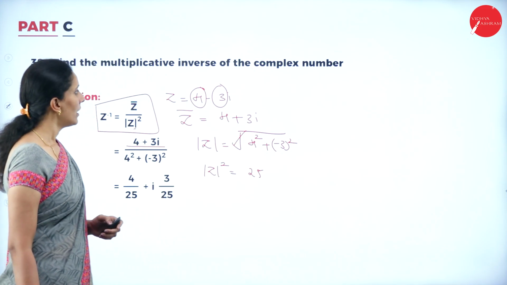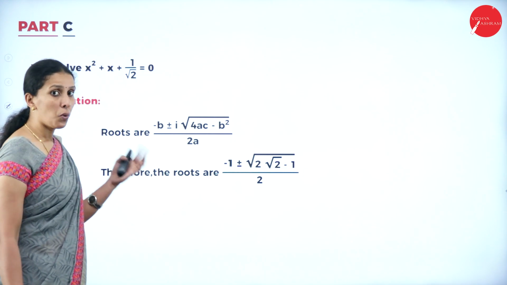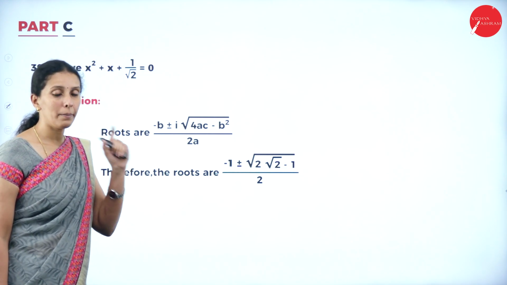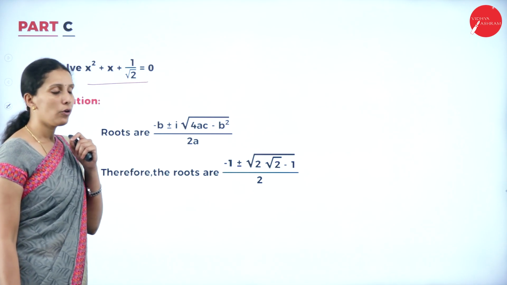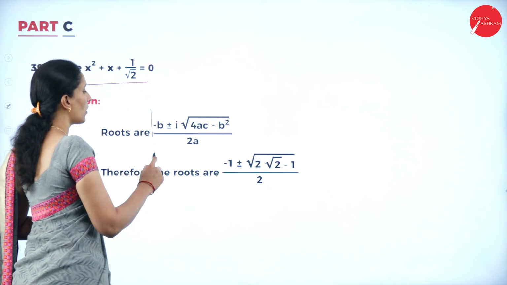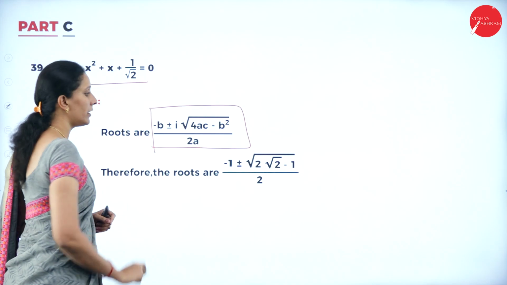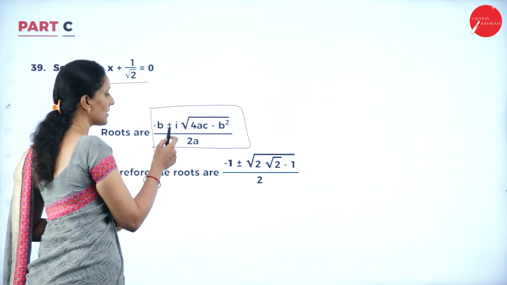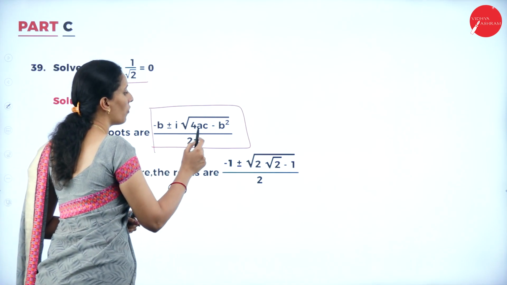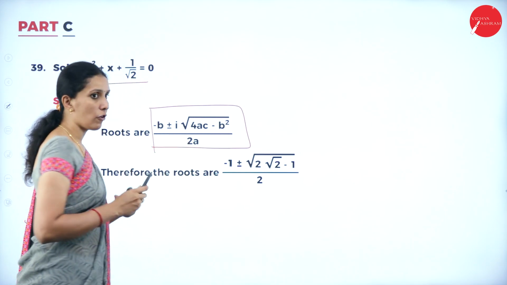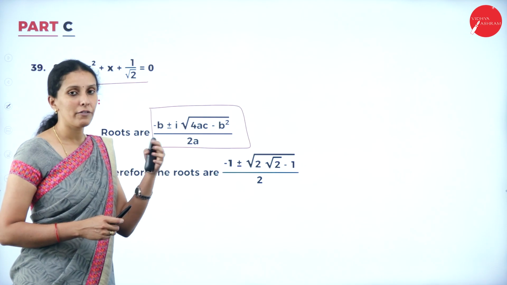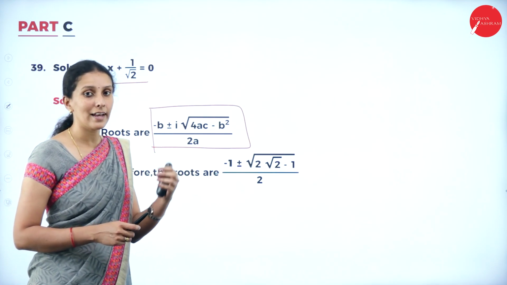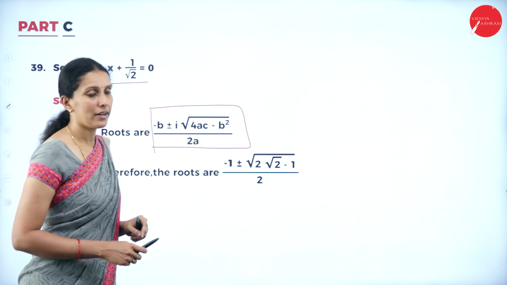Next, we have one quadratic equation given to solve. So here is the quadratic equation. We know the formula: the roots can be written in the form of minus b plus or minus i root 4ac minus b square by 2a. For real roots, it is b square minus 4ac, but for complex roots, you can directly write it as i into root of 4ac minus b square.